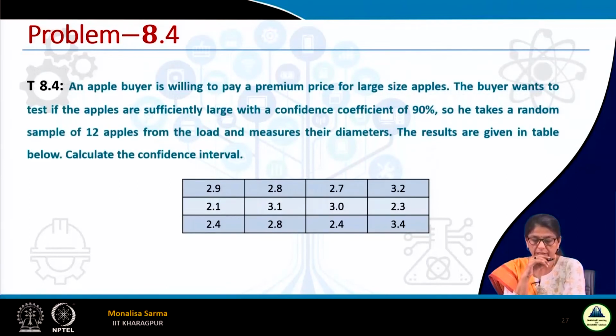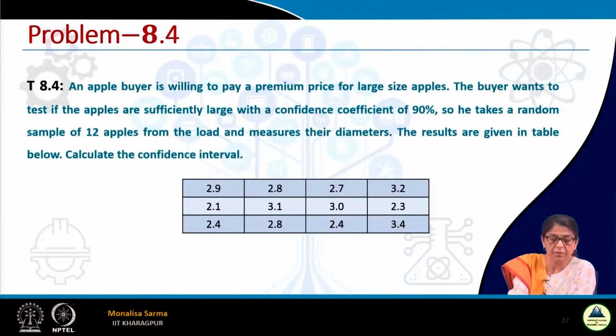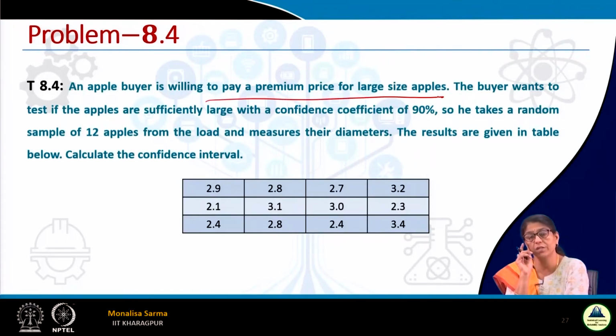Now the apple buyer question. Remember, we have solved this question, but there is a difference between what we solved before and what we will be doing now. An apple buyer is willing to pay a premium price for a large size apple. In that question, the hypothesized size was given: the buyer wants to buy apples greater than 2.5 diameter, and only then will he pay the premium price.